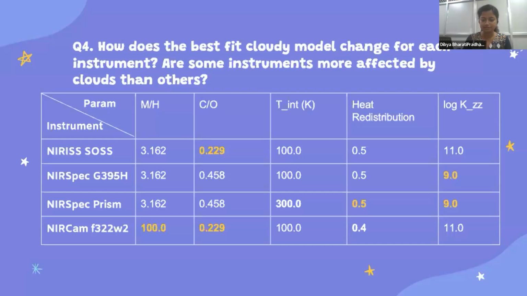And the heat redistribution factor is almost the same for all of them. And log Kzz, which is the eddy diffusion coefficient, is also pretty much similar for all four of the instruments. Next slide, please.